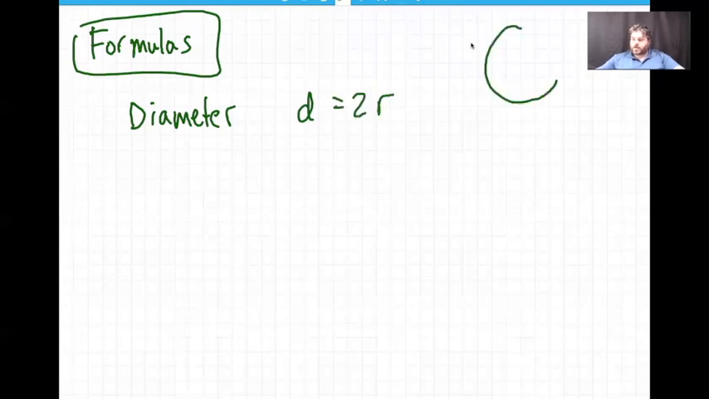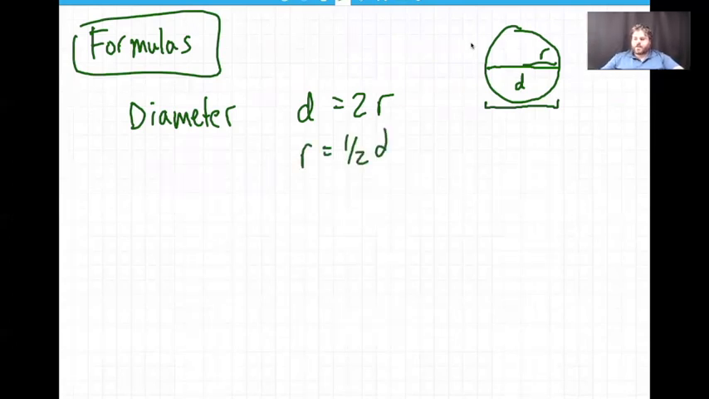And if we draw a picture here, the radius is this distance here from the center to the outside. The diameter is just the distance all the way across. So the diameter goes from here all the way over to the other side. So it's just twice what the radius is. Another way to think about this is that the radius is half of the diameter. Those are pretty basic. You just double the radius to get the diameter or cut it in half to get the radius. So that's the first definition.